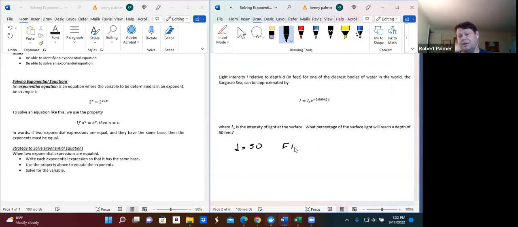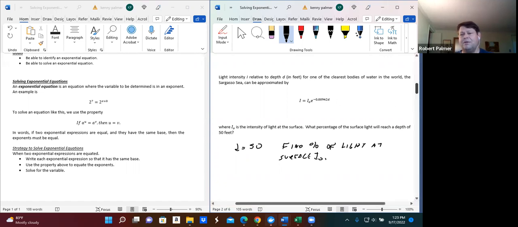Let's explain that. I'm going to find the percentage of the light that's at the surface, which is I0. So I want to find, at a depth of 50 feet, what percentage of the light that started out as I0 at the surface we still have.